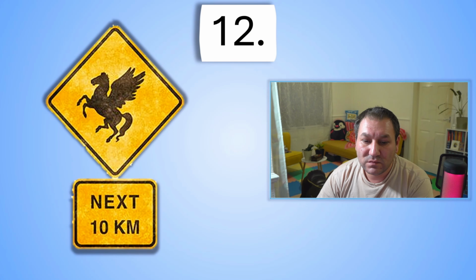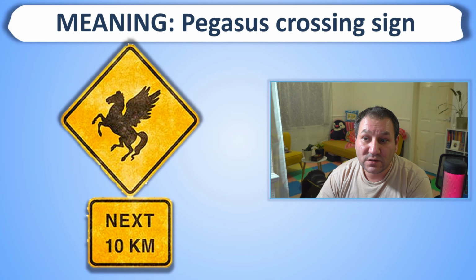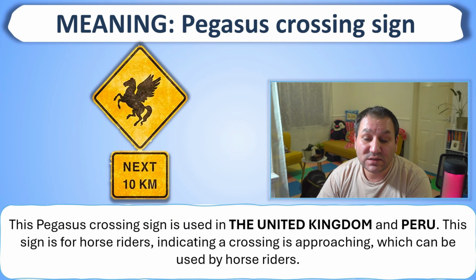12. Meaning Pegasus crossing sign. This Pegasus crossing sign is used in the United Kingdom and Peru. This sign is for horse riders, indicating a crossing is approaching, which can be used by horse riders.